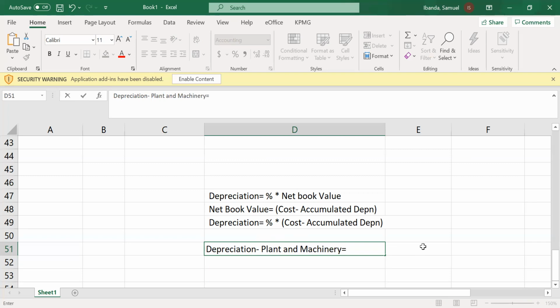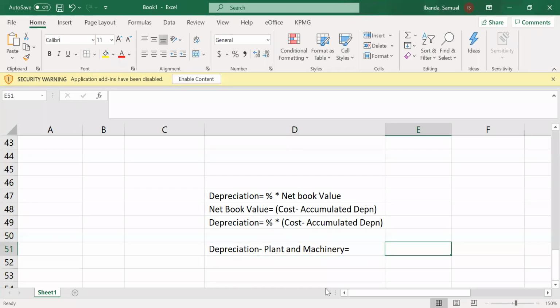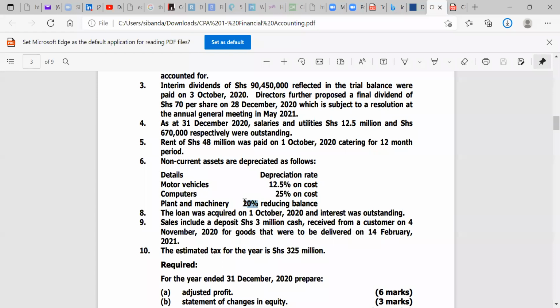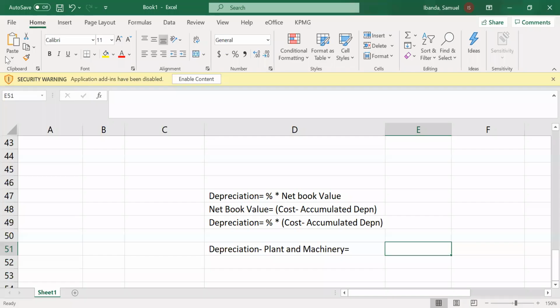It will equal the percentage which we have from our records. We are given a percentage of 20%. So you get the 20% right there. Okay, so this is supposed to be multiplied. So we are going to multiply this 20% with what? With the cost at hand.